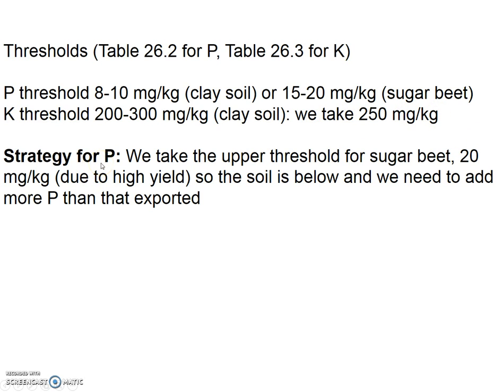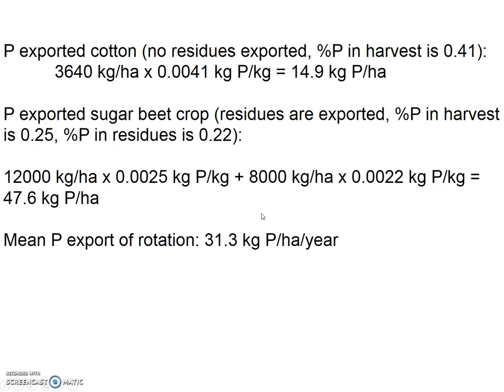For phosphorus, let's see what is the strategy for fertilizer rate. We take the upper threshold for sugar beet, which is 20 milligrams per kilogram. One reason for that is that we have a high yield. So, if we take 20 milligrams per kilogram, and we have a threshold above the current level, we need to add more phosphorus than is exported.